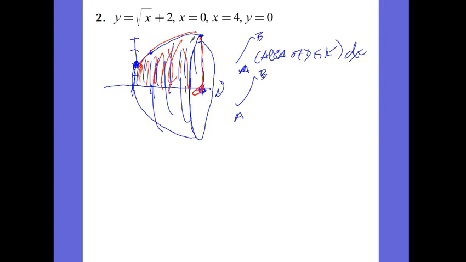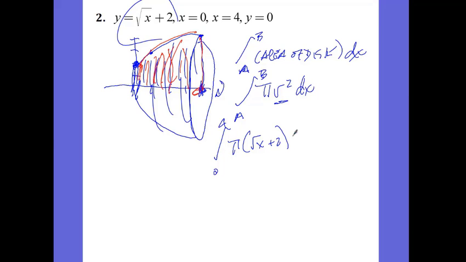The area of each one of these disks is pi r squared. So we're going from 0 to 4, in this case, pi, and our radius is going to be defined by this function, which is root x plus 2 squared. Okay? So now what we're going to do is I'm going to take this pi out, because it's just a number, from 0 to 4.